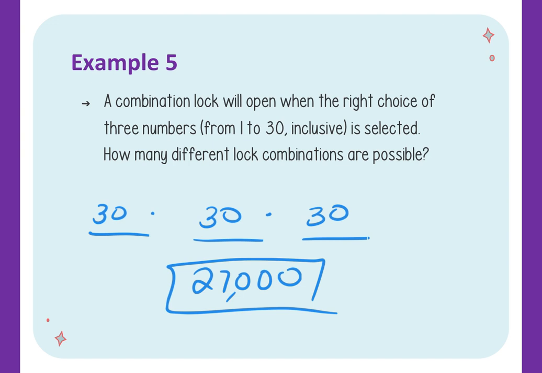Questions on that one? What if it had said from 0 to 30? Now how many are there? 31. Good.